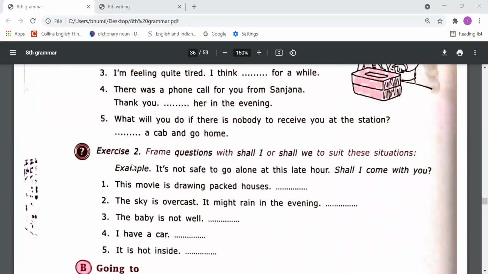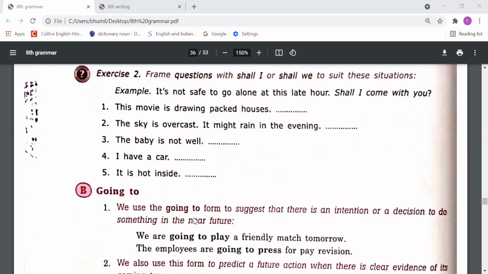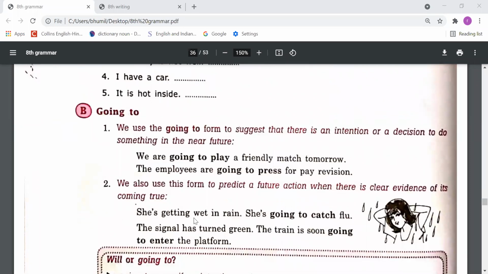Now please come to exercise number 2. Frame questions with shall I or shall we to suit these situations. So dear students, you need to make questions with shall I or shall we. An example is written here. It is not safe to go alone at this late hour. Shall I come with you? Means we are just offering, giving an offer to come with you. So that's why the author has used shall here with I. So you need to read these sentences and fill in with the question words like shall I or shall we. Okay.